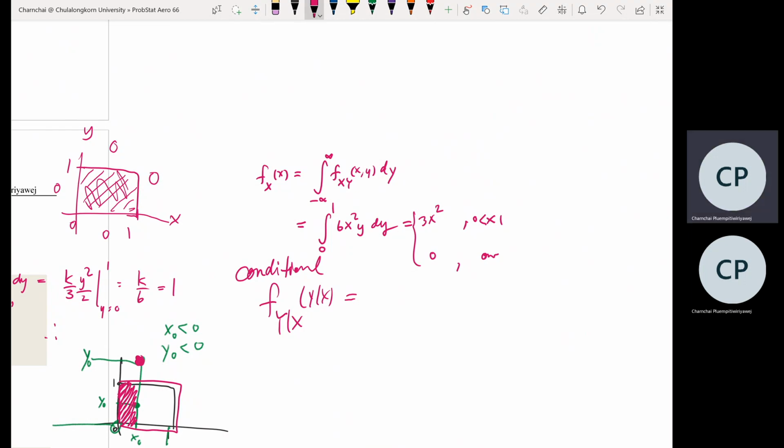Okay, what is the conditional probability equal to? What is it equal to? Conditional probability equal to what probability? Right, joint over marginal.